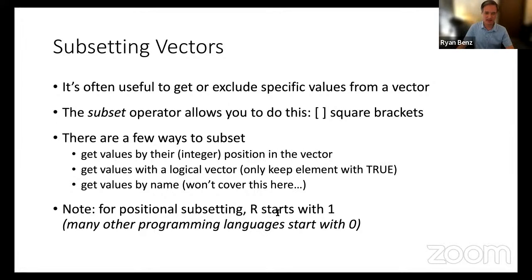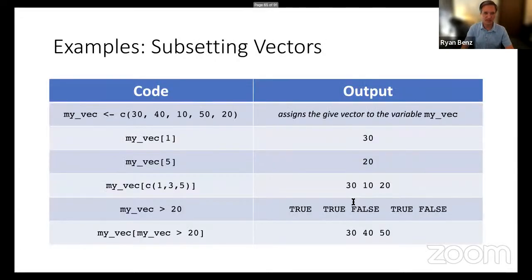Just as a side note, if you know about other programming languages, strangely, most other programming languages start counting at number 0, so the first element would be number 0. R starts with the number 1, which seems to make sense. So if you want the first element of a vector using an integer position, you use the number 1. Let's take a look at some examples here.